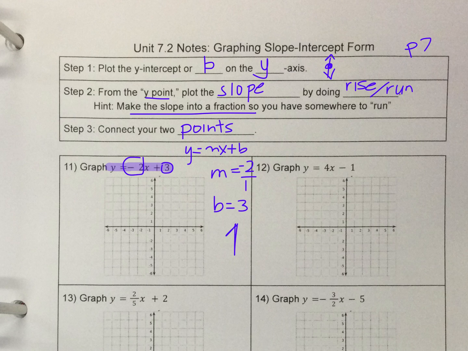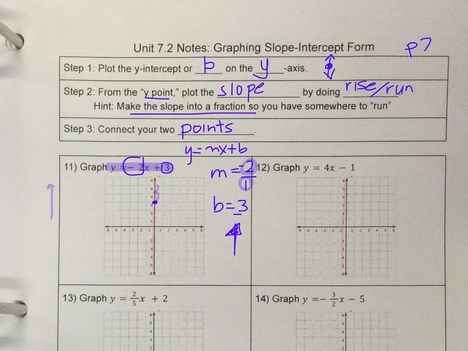Okay, this is where we start. We start with the b every time on the up and down line. So we're going to start on this line in all of them. We'll start up and down. So I'm going to put my first dot on a 3 right here. The next one, I've got to rise 2 because of this 2. So from the 3, 1, 2, and then I'm going to run 1.